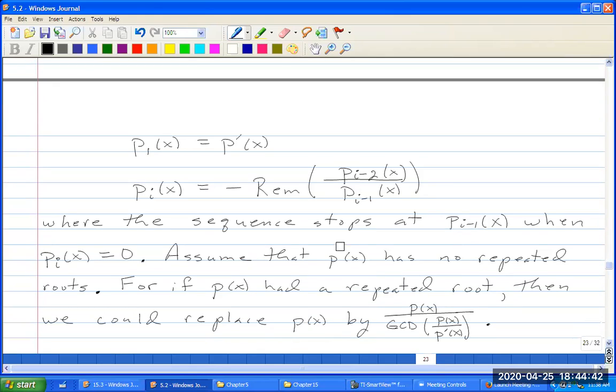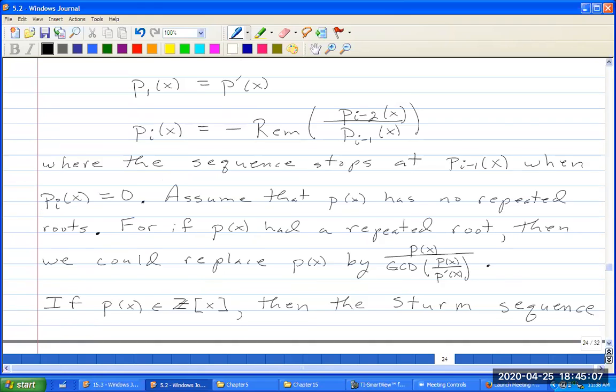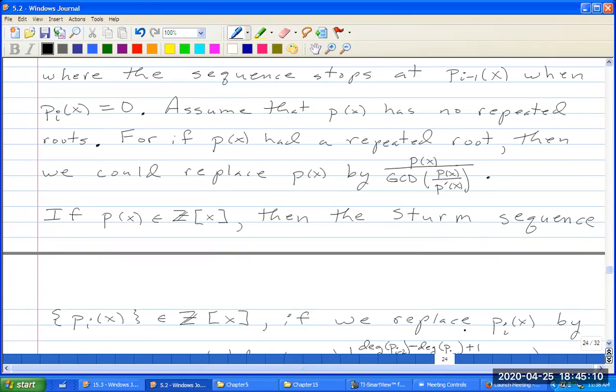Assume that p of x has no repeated roots. For if p of x had a repeated root, then we would replace p of x by p of x over the greatest common divisor of p of x and p prime of x. So if it turned out we had a repeated root, we could have done this. We'll just assume that it doesn't have a repeated root.